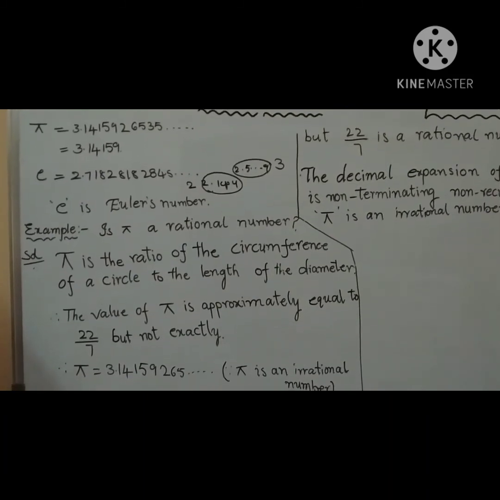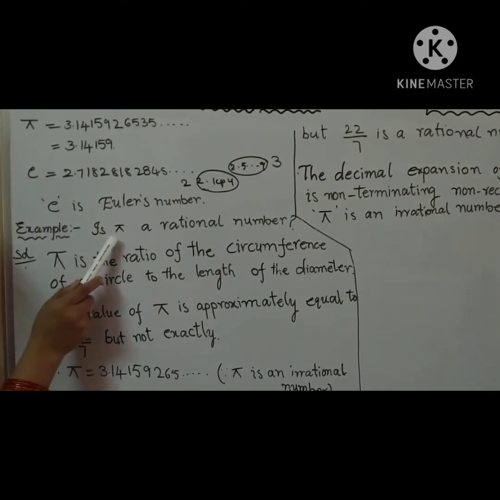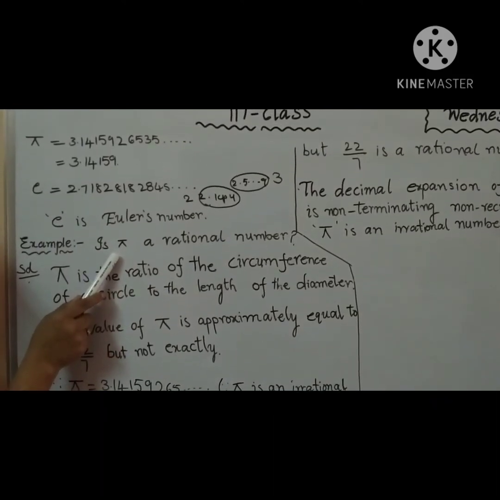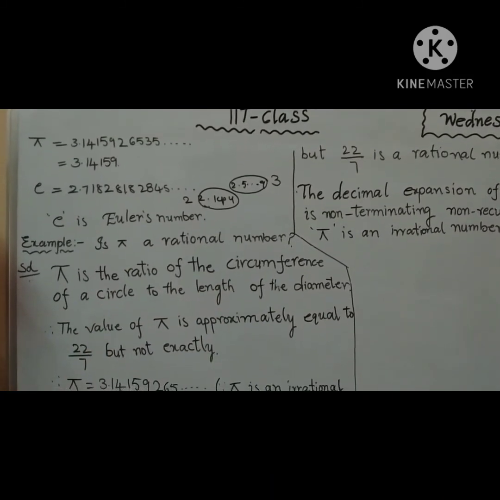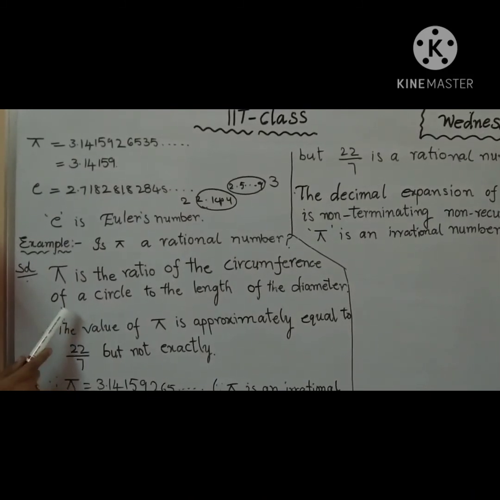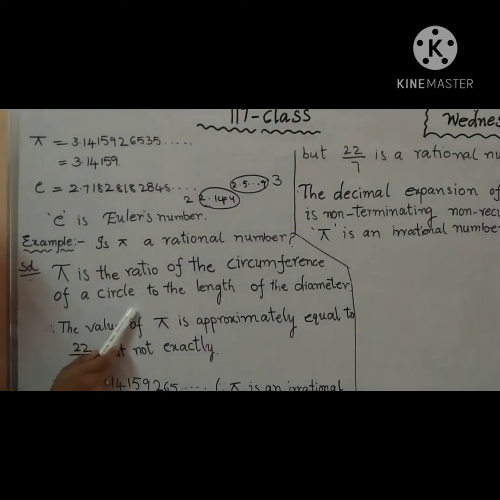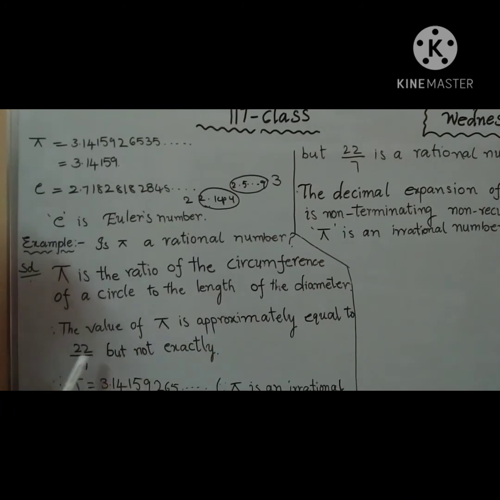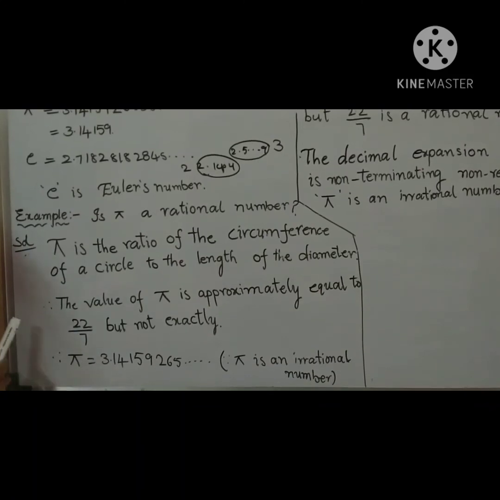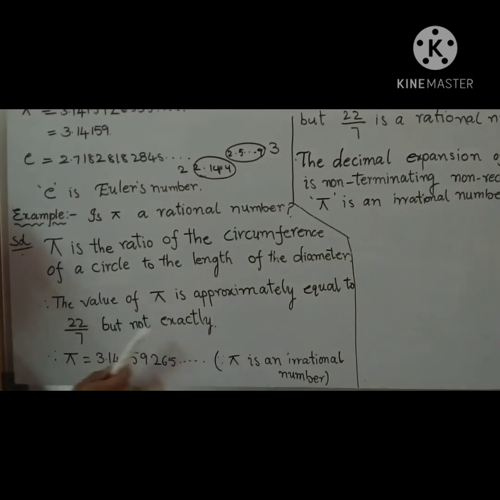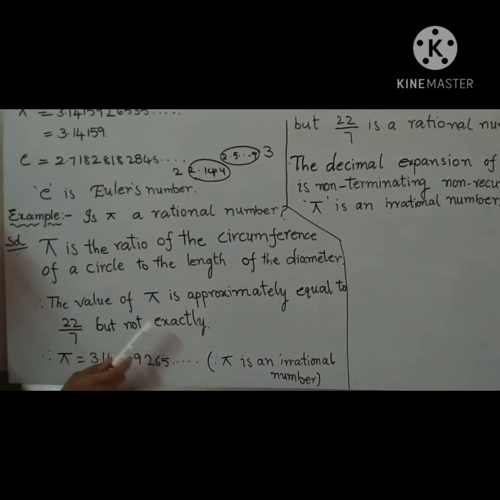So for example, is pi a rational number? Is pi a rational number? Read as pi. So pi is the ratio of the circumference of a circle to the length of the diameter. You know circumference of a circle equal to pi d, where d is the diameter. That is the formula of circumference of a circle. So the value of pi is approximately equal to 22 by 7. We know that pi value is 22 by 7, but it is not exact.